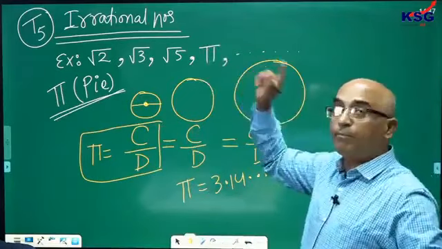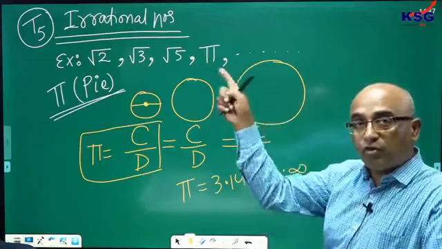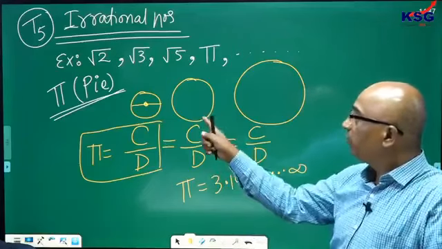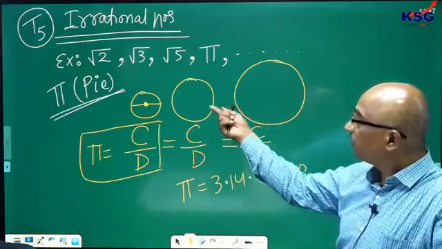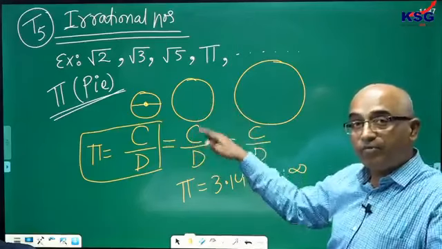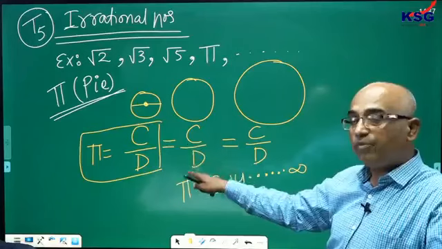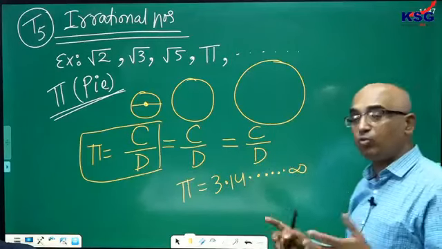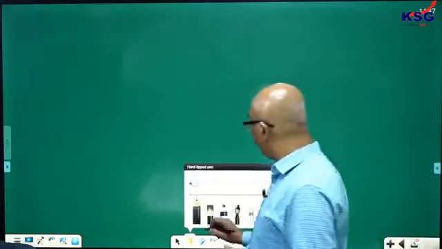So irrational numbers come in the form of square root, cube root, and pi is also part of irrational numbers. What is pi? Pi is a mathematical constant derived from a circle, C by D, circumference to its diameter. The ratio of circumference to diameter is always the same in any size of circle, and that is known as the value of pi.